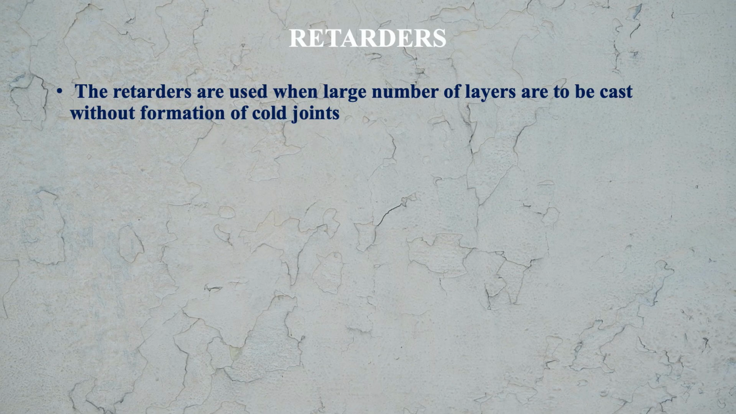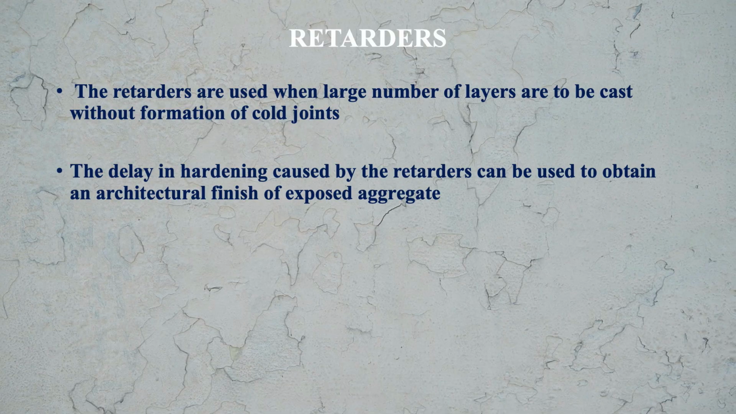The retarders are used when a large number of layers are to be cast without formation of cold joints. Because when you are laying fresh concrete on the old concrete, there is a problem of bonding. So here these retarders can be used when we are making a large number of layers in the concreting process. The delay in hardening caused by retarders can be used to obtain an architectural finish of exposed aggregates. Because now the setting will be delayed, so here you can give architectural finish to the concrete.